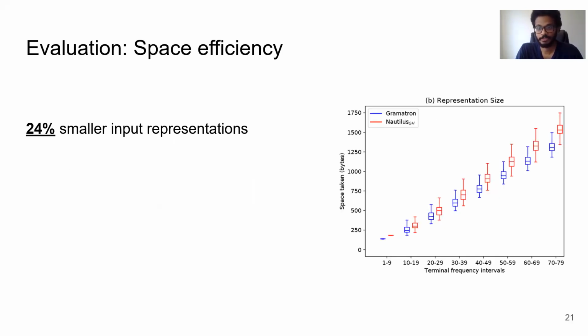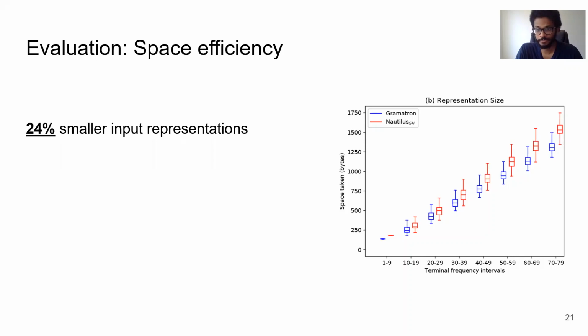Next, we evaluated whether Gramatron is efficient in terms of space and time by performing this unbiased sampling and these aggressive large-scale mutations. So we generated micro benchmarks to separately evaluate each of these aspects.